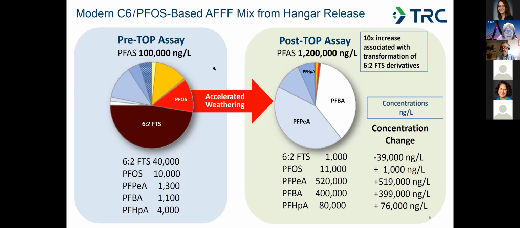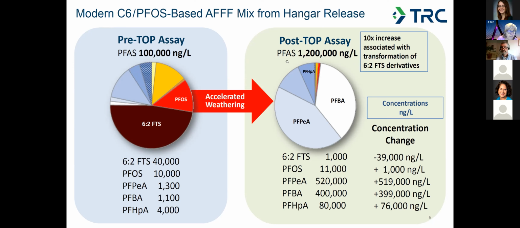So we did a TOP assay analysis on the sample, and the TOP assay takes the original sample, does a very strong oxidation of it to break down any polyfluorinated precursor compounds. So the TOP assay will not break down PFOS, will only break down polyfluorinated precursors. So after the oxidation, the sample is again analyzed for the regular list of PFAS compounds. And you can see here at the top that the total PFAS concentration after that oxidation is an order of magnitude higher, about 1 million nanograms per liter.